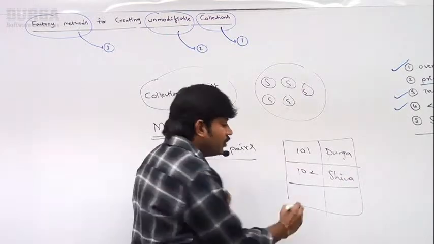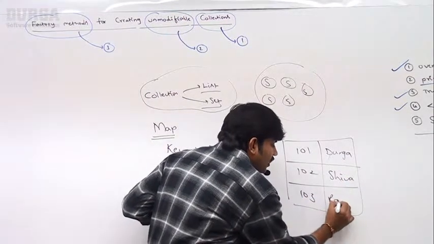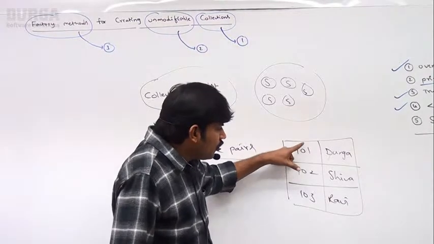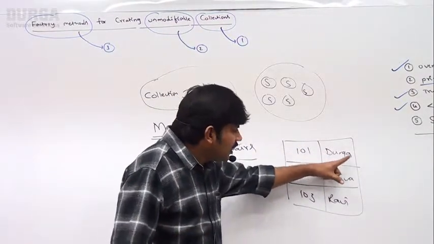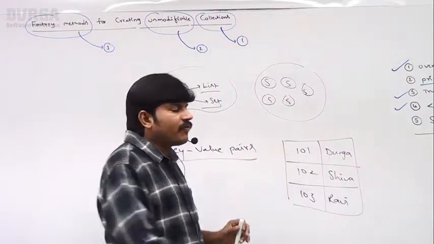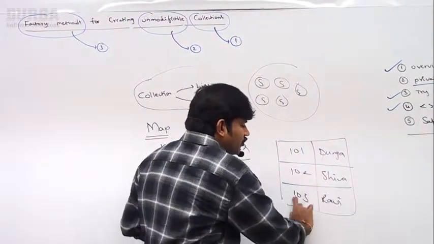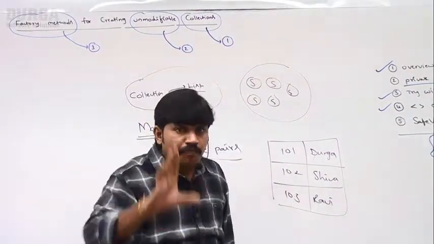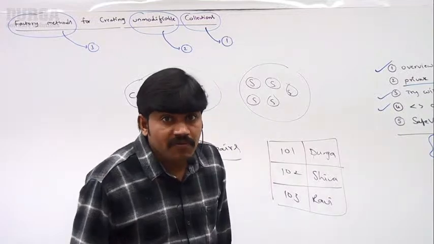Shiva is the name of the student. 103 is the roll number. Ravi is the student name. Can you tell how many roll numbers are there? 3. How many names are available? 3 names. Sir, if you want to represent a group of objects as key value, then we should go for what? Map concept. Map is nothing but a group of key values.